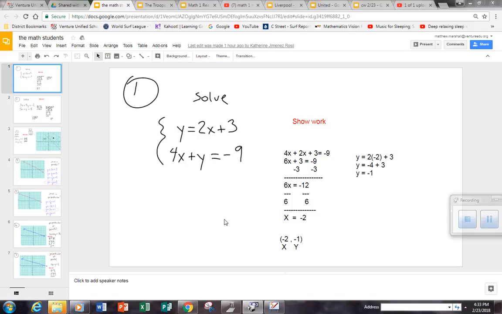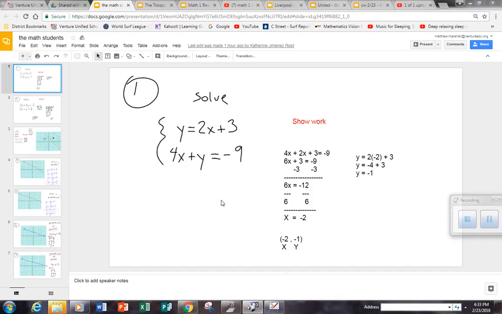Alright, first problem is solving by substitution. This first problem has y by itself, so you can see they took this chunk right here and plugged it into the other equation's y. So where that y used to be, they put 2x plus 3. The first word is black.